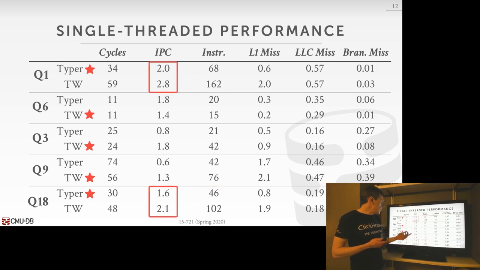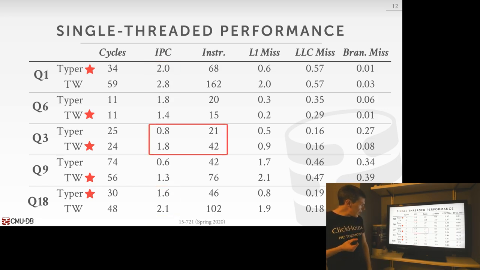This is also interesting to point out: the instruction count is lower, but the instructions per cycle is actually worse for Hyper. For instructions per cycle, the higher, the better. It means for every cycle, I can execute more things. In the case of Hyper, it's executing two instructions per cycle, whereas Vectorwise is doing 2.8. So you would think again that Vectorwise would be better here because it's doing more work for every single cycle. But the difference is that it's executing way more instructions to actually process the query. So that's why it loses to Hyper.